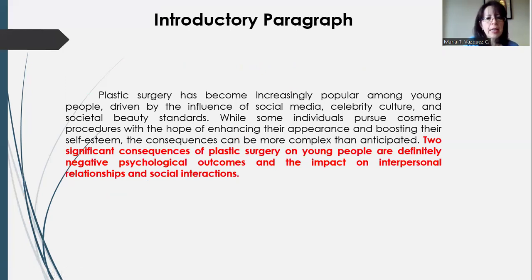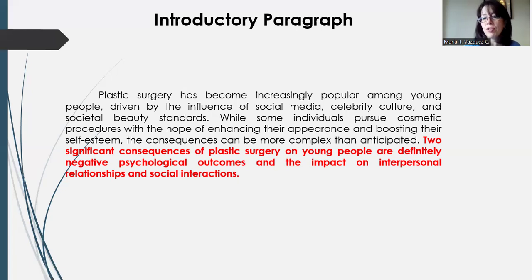Let's read it quickly. Plastic surgery has become increasingly popular among young people, driven by the influence of social media, celebrity culture, and societal beauty standards. That would be like a description of the reality. Then you have a sentence that says, while some individuals pursue cosmetic procedures with the hope of enhancing their appearance and boosting their self-esteem, the consequences can be more complex than anticipated. That would be the transition.